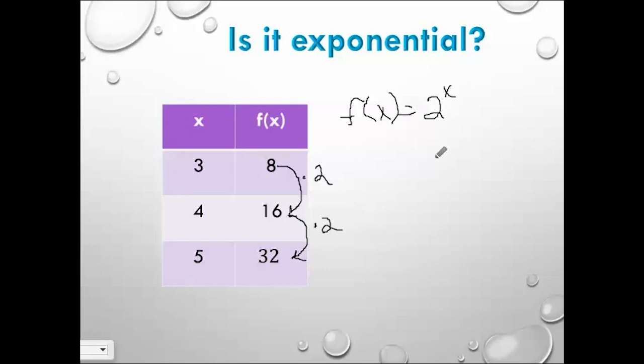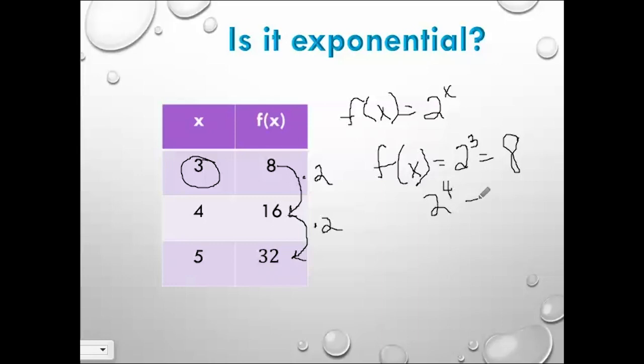So to check to see if that's correct, I'm going to take my x values over here, and I'm going to plug them in. So I'm going to take 3 and say 2 to the power of 3. 2 times 2 is 4. 4 times 2 is 8. It works. 2 to the power of 4. 2 times 2 is 4, 4 times 2 is 8, 8 times 2 is 16. This works. Here is our function. f of x equals 2 to the power of x.